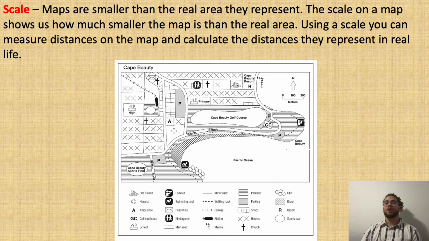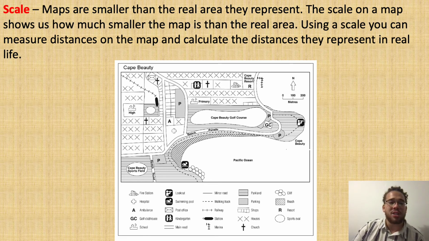Okay, this is a tough one. We're going to pretty much do a whole lesson on scale, but it is a hard one, okay? But we're going to talk through it. We're going to learn together. So maps are obviously much smaller than the real area that they represent. So obviously this place, Cape Beauty, isn't the size you can see up there. It's obviously a bigger place. So the scale on the map shows us how much smaller the map is than the real area.